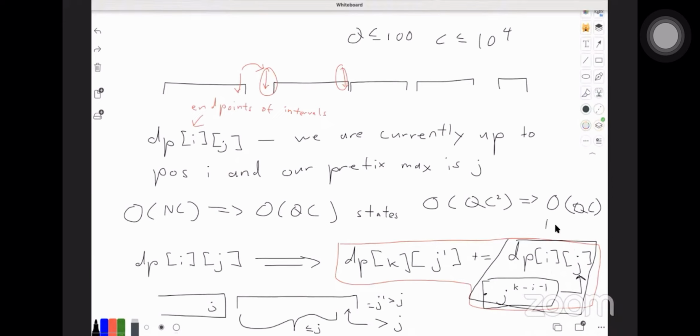It might be q times c times an extra log factor, because when you precompute this, you need to use binary exponentiation to compute j to the power of k minus i minus 1 efficiently, where this exponent can be up to n. So you might need an extra log factor to compute j to the power k minus i minus 1 efficiently. But that's still fine. And so now we finally have a fast enough solution.